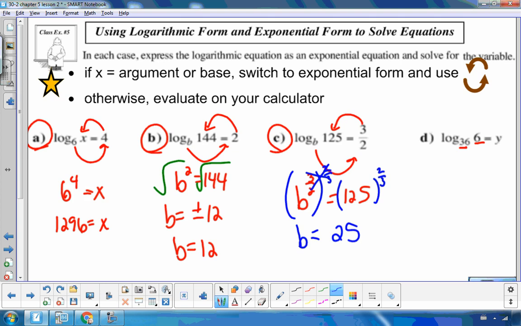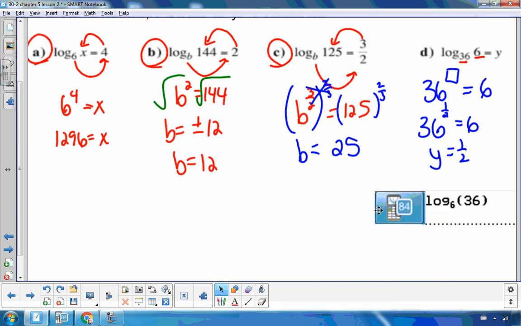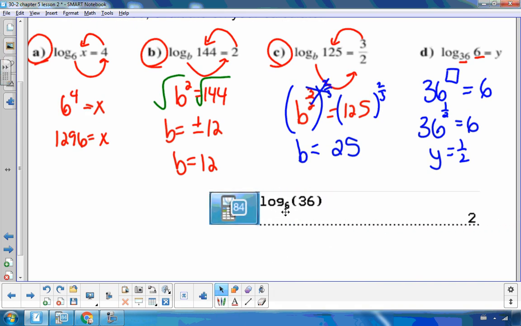Okay, this next one here, I don't have to switch this to log form, to exponential form, because I can solve it just like this. I can just plug it in my calculator, or I can ask myself, 36 to what exponent gives me 6? Well, I know the square root of 36 is 6, so I know it's 36 to the 1/2 equals 6. So I know that y equals 1/2. But I don't have to do it that way. I could just put it into my calculator. So I can do math, alpha, math.